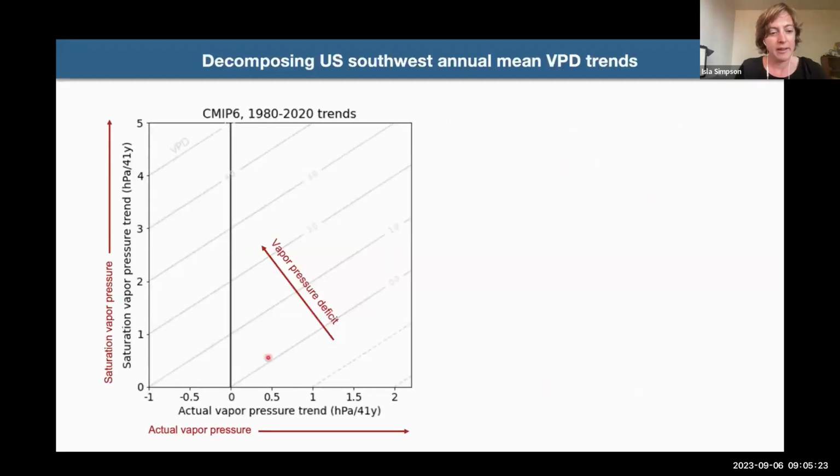What you're going to see in this figure on the x-axis is the actual vapor pressure trends, so that's how much water vapor there is in the atmosphere. On the y-axis is the saturation vapor pressure trend, which is the part that depends on temperature. And these contours tell you the value of the vapor pressure deficit, which is the difference between these two things.